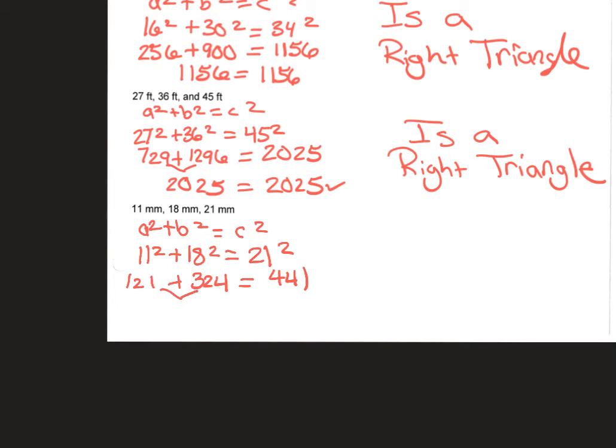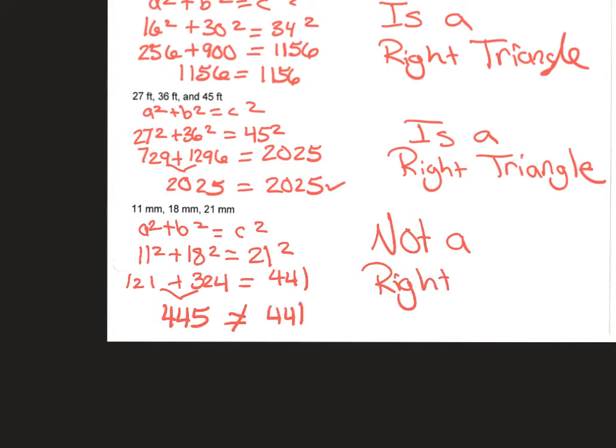Add these together. 121 plus 324 is 445. So that does not equal 441. It was pretty close. So we would put not a right triangle. And again, you can pause these notes if I'm going too quickly for you. Make sure you're checking your work and you know what you're doing in your calculator.